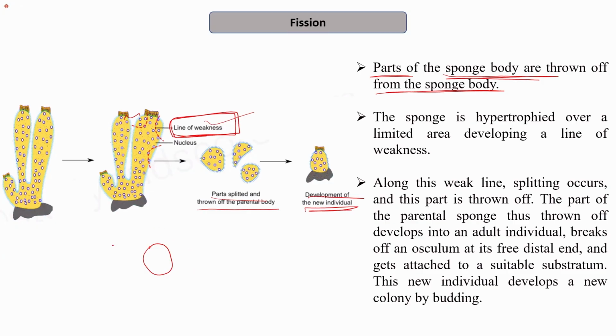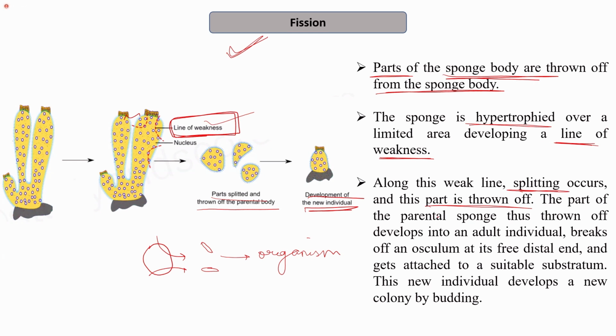So this pinching off takes place due to the line of weakness. This part is created and developed into a completely new organism. This mode of reproduction is known as fission, where parts of the sponge body are thrown off from the sponge body. The sponge is hypertrophied over a limited area, developing a line of weakness. Along this weak line, splitting happens, and this part is thrown off from the parental body.